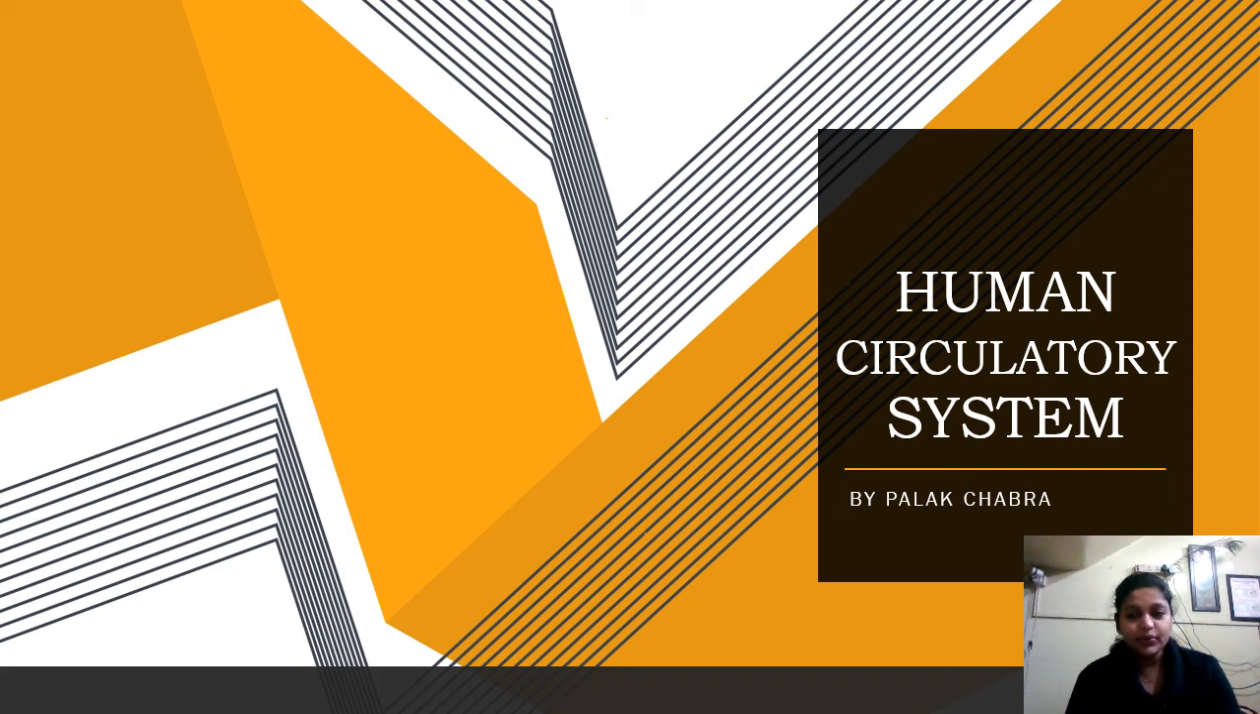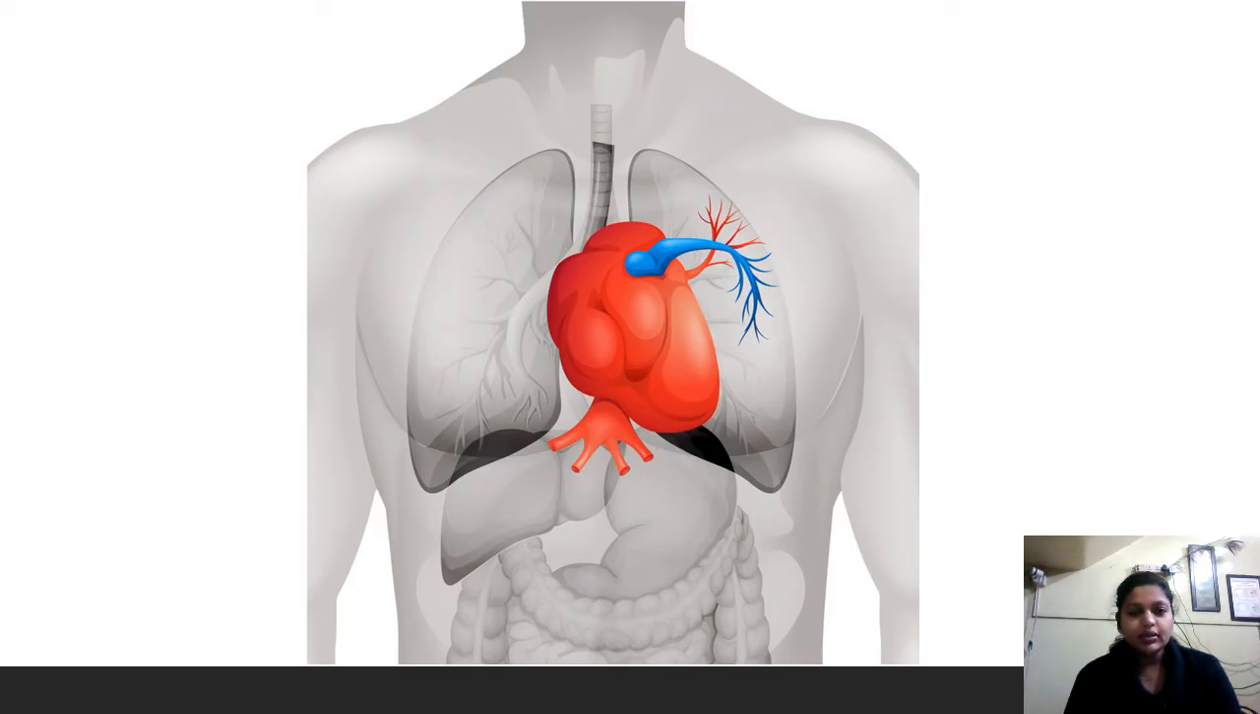This is Palak Chabra going to explain the human circulatory system, especially the structure and working of the heart. Here you can see one diagram, and in this diagram, the central portion is somewhat colored. Actually, this colored portion represents the human heart, and the conical portion at the bottom makes the apex. On the other hand, the topmost portion, which is a little bit broader, makes its base.